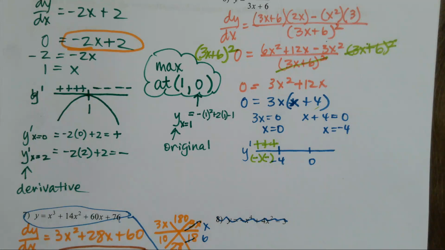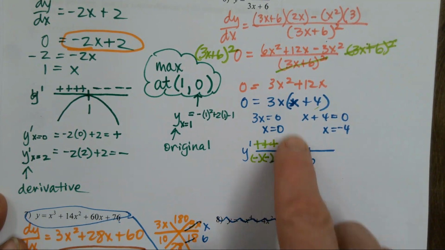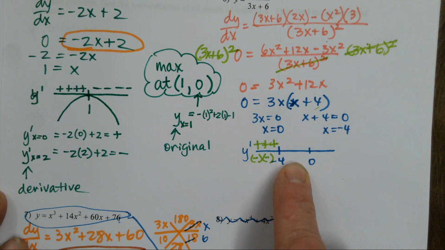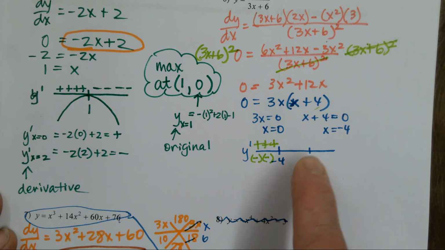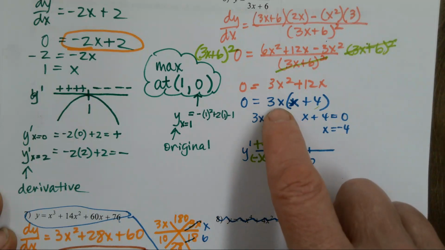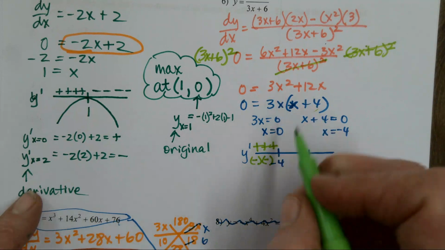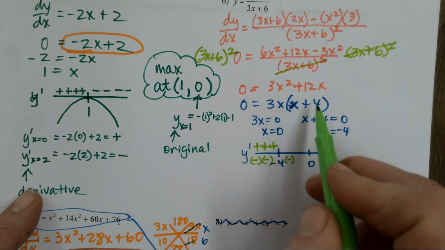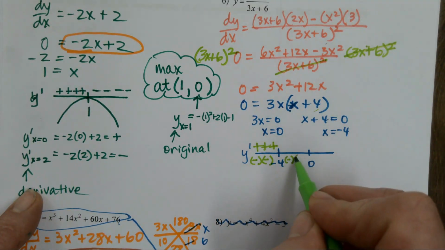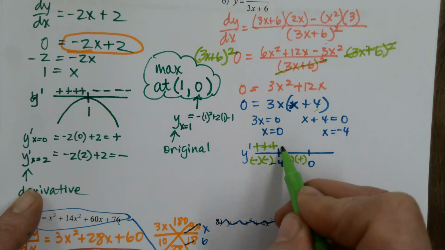So all I did is plug in my test points. Now I'm going to do the next. When I plug in something between negative 4 and 0, I can use negative 2. So what do I get when I plug in negative 2 times 3? Negative. Yep. And then negative 2 plus 4, positive. That means that's a negative region.